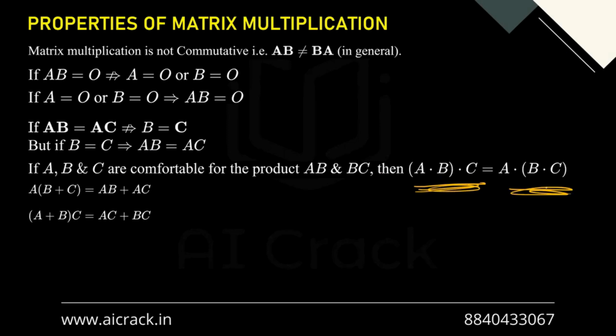A dot B dot C equals A dot B dot C with the help of brackets. Basically, these are associative, and similarly, these are also distributive. So that's kind of obvious. You can just take three matrices and try to prove it. You'll be able to get the same answer.